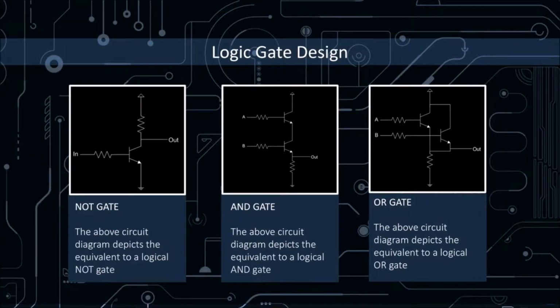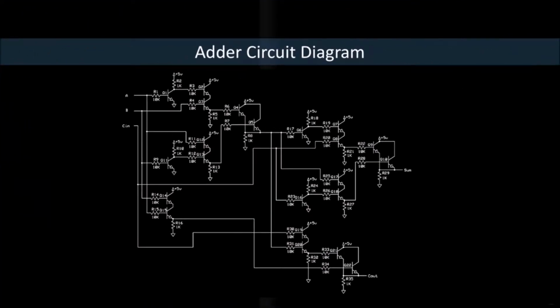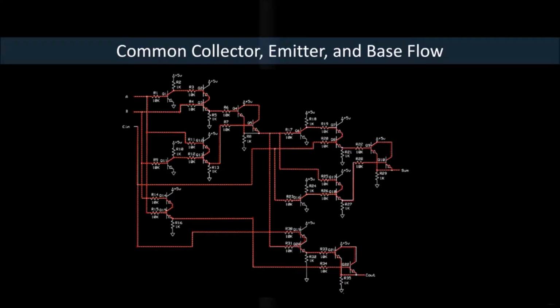The logic gates that our adders are composed of include NOT gates, AND gates, and OR gates, whose circuits are illustrated here. The complete adder circuit is shown here, but this demonstrates only one bit. As shown in red, we have the main currents that are passing through the circuit based on the specific conditions regulated by the logic gates.